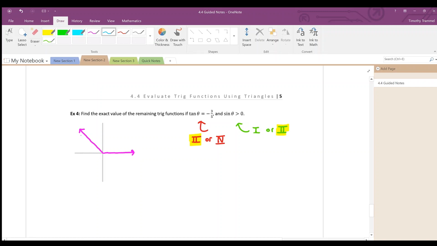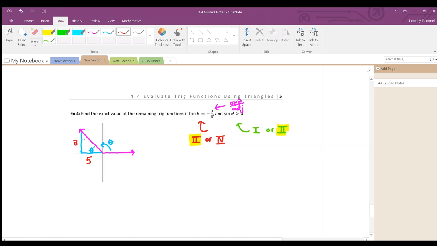We know that if we were to sketch a triangle here, don't forget this is technically theta, and this in here would be theta prime, our reference angle. And then let's write in the side lengths. So tangent is, let me write that using maybe a different color here. Tangent is opposite over adjacent, TOA, right? So what that tells me is that the opposite side is going to be length 3. Okay, and it also tells me that the adjacent side is going to be length 5.